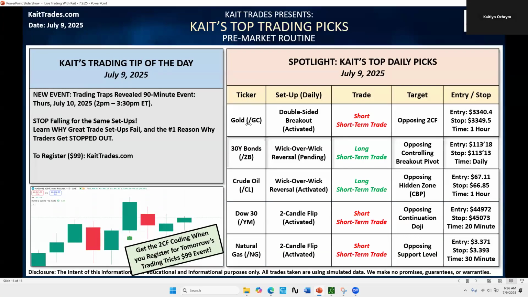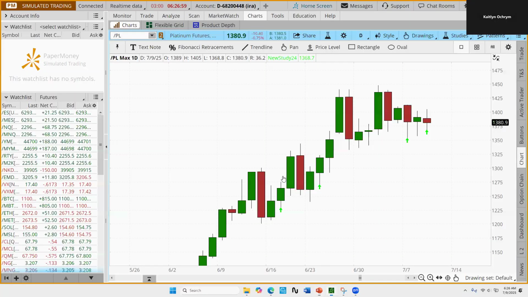Okay, so we've got gold. This is the first one. The setup, which we always start with on the daily time frame since we're taking trades each day. Daily setup is double-sided breakout, which has been activated, looking to go short. So let's come over to gold.